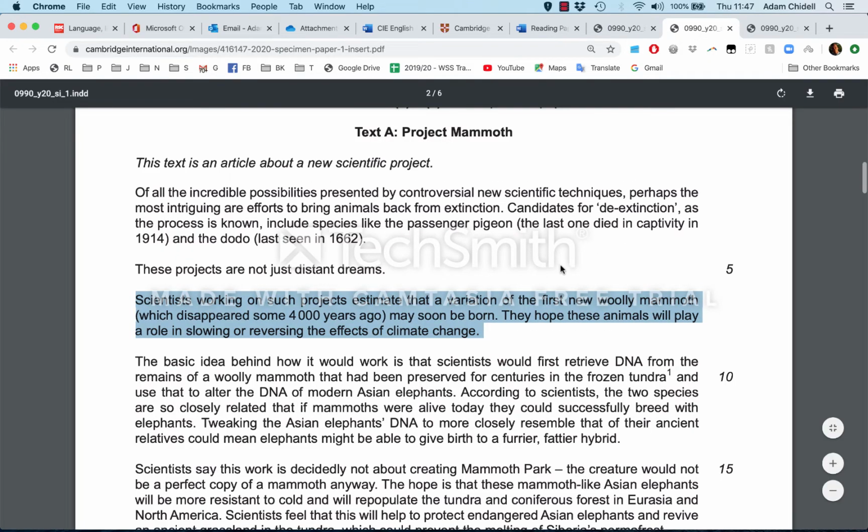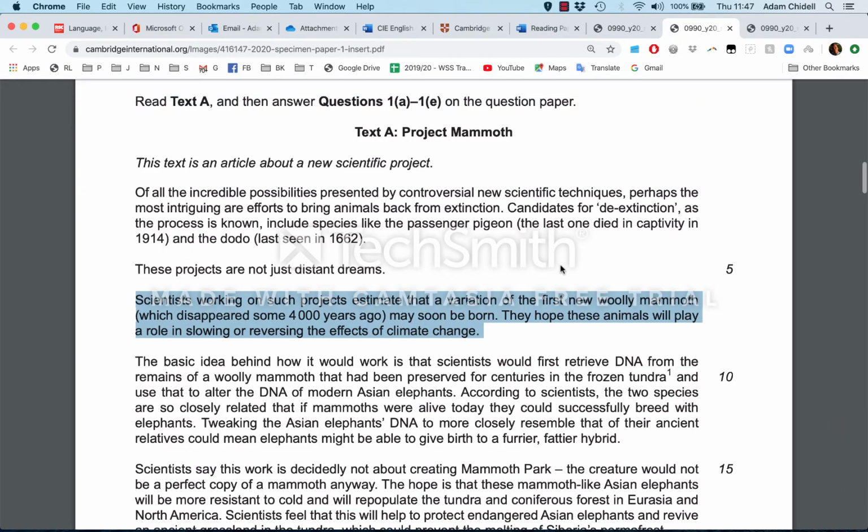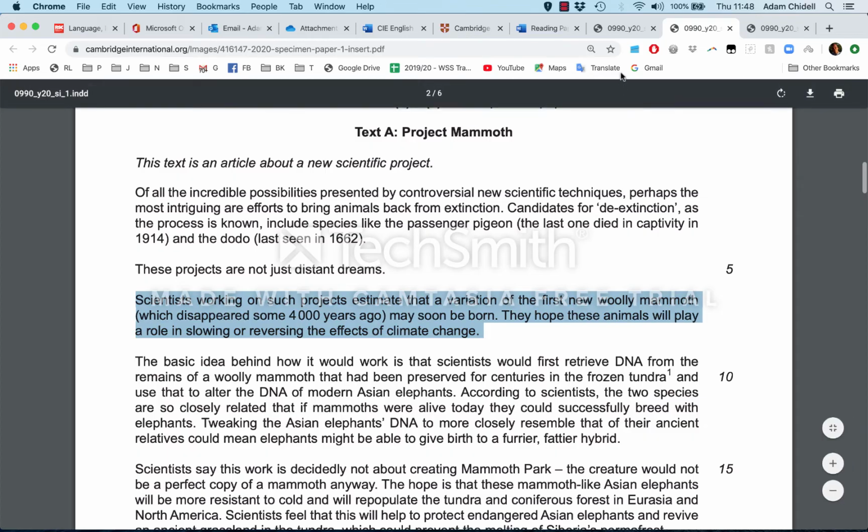Paragraph 3. Scientists working on such projects estimate that a variation of the first new woolly mammoth, which disappeared some 4,000 years ago, may soon be born. They hope these animals will play a role in slowing or reversing the effects of climate change.